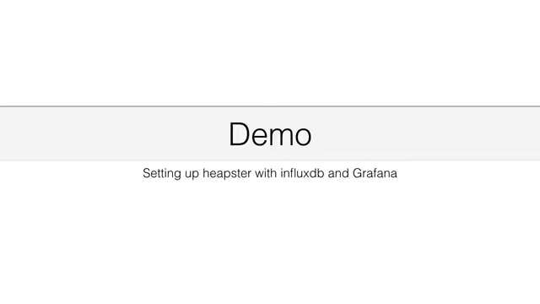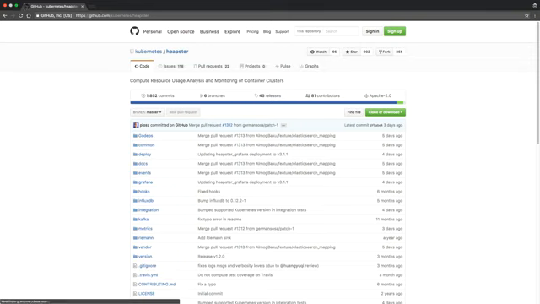In this demo, I will show you how to set up Heapster with InfluxDB and Grafana. You first need Heapster, which you can download from github.com/kubernetes/heapster.